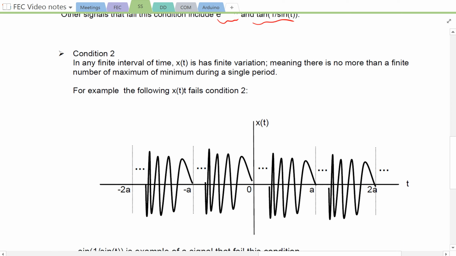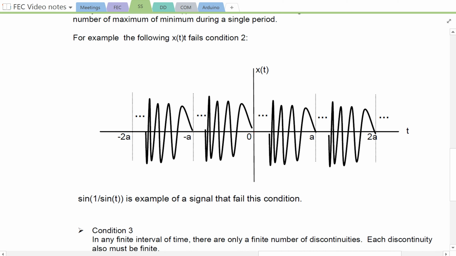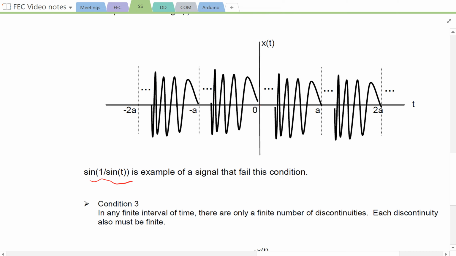Condition 2 basically says that in any finite interval I can pick, x of t has finite variation. In other words, it can't keep bouncing up and down all the time. An example of this would be some equation as is shown here. And again, it's not a very common, everyday signal that we're looking at.